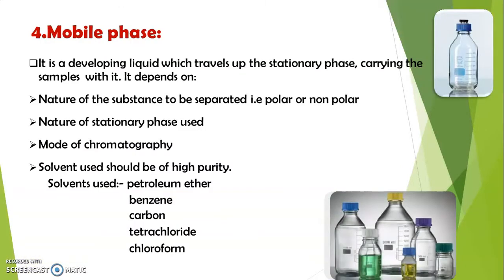Mobile phase: it is a developing liquid which travels up the stationary phase carrying the samples with it. It depends upon the nature of the substance to be separated, that is polar or non-polar, the nature of stationary phase used, and the mode of chromatography. Solvents used should be of high purity. For example, petroleum ether, benzene, carbon tetrachloride, chloroform.